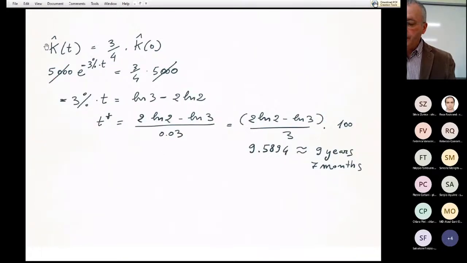At the time t, the capital stock is 5,000 exponential minus 3% t, and it must be equal to 3 over 4 times 5,000. We can eliminate 5,000 on both sides, so the initial level doesn't matter for this problem. So minus 3% t is equal to the log of 3 minus 2 log of 2, which could be the log of 4. So t star, our time, will be this one, which is basically 9 years and 7 months.